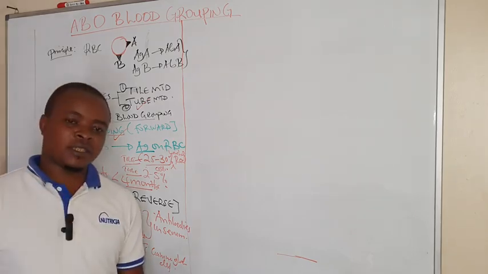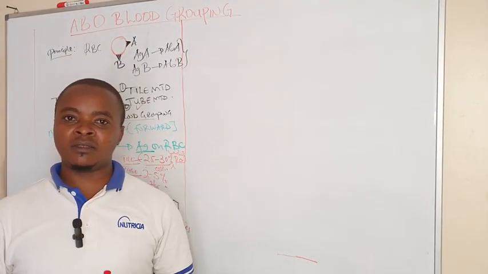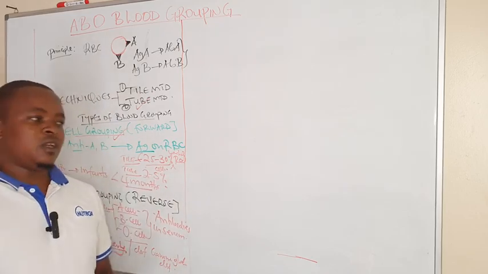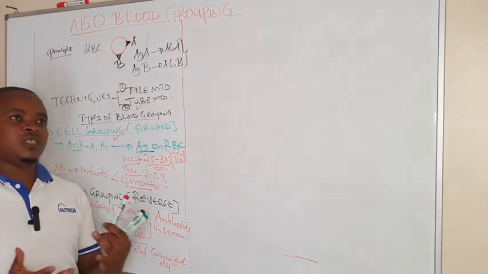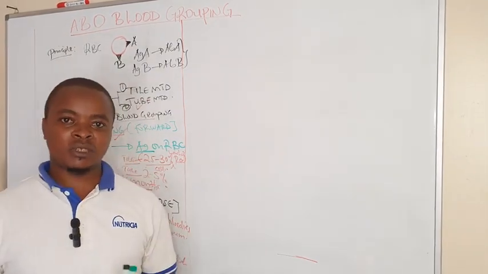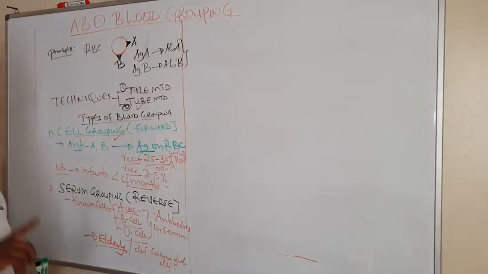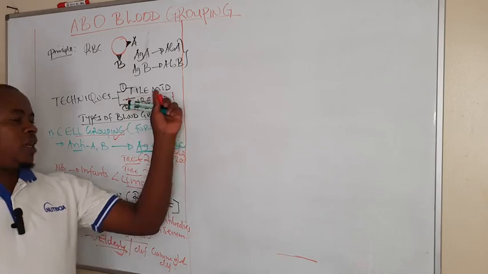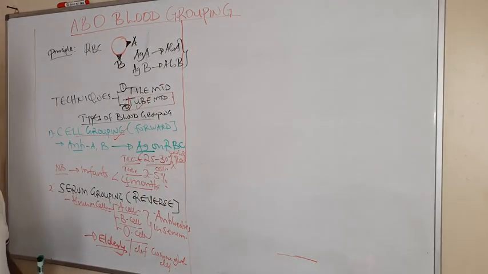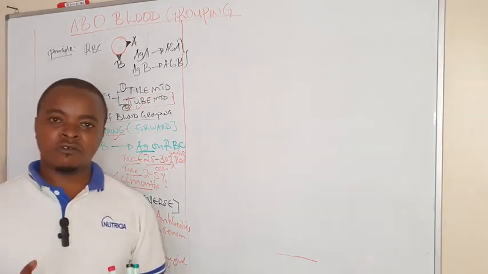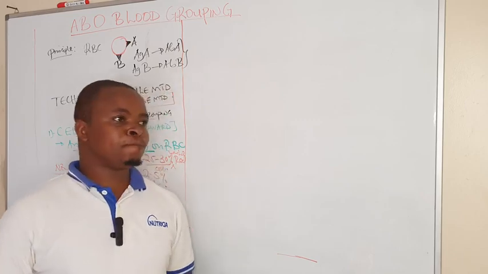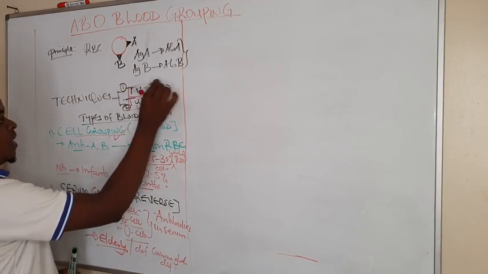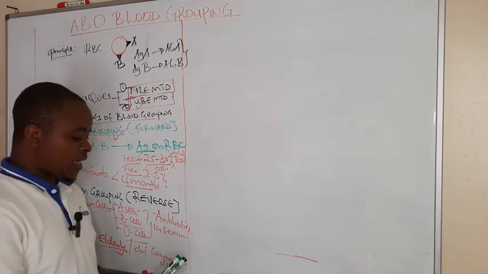So note two points: cell grouping is good for infants below 4 months, and serum grouping is good for elders above 60 years of age. But for individuals between 1 year and 60 years, we can do both. They are all recommended. And we also said the tube method is the most accurate compared to the tile method. These are the things to note in this presentation so far. Hope you are following very well. After looking at the different forms, we are now going to look at the techniques one by one, and we are going to begin with the tile method.